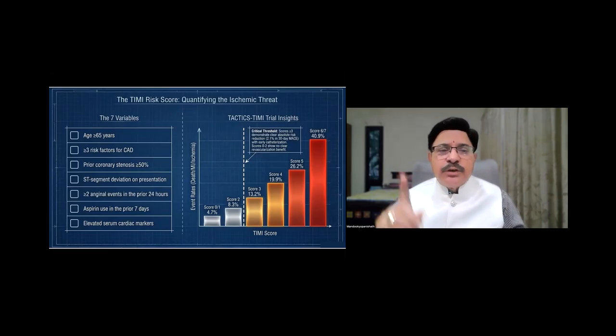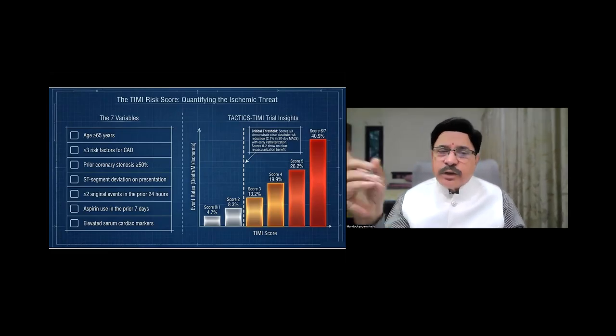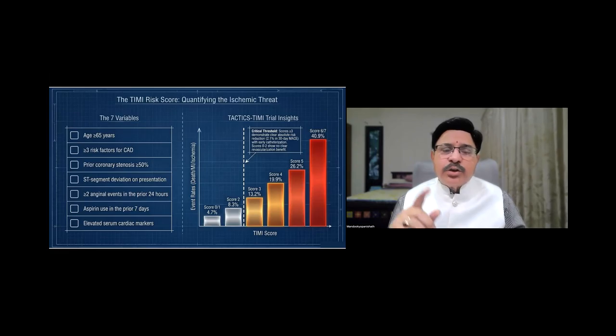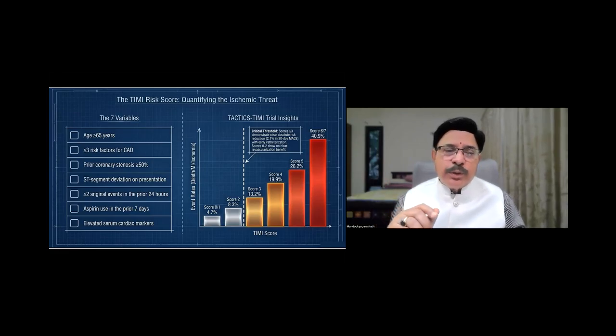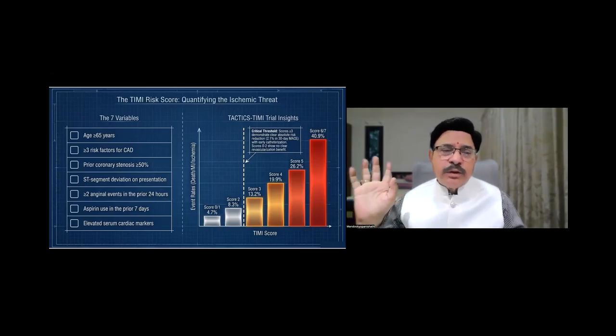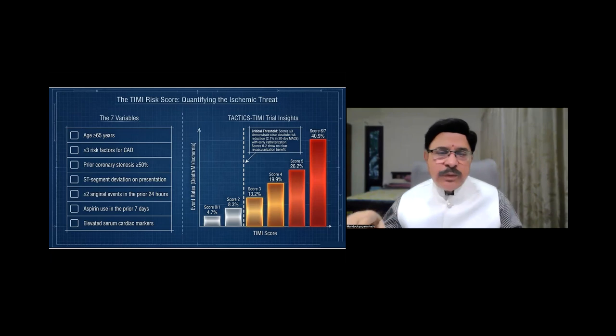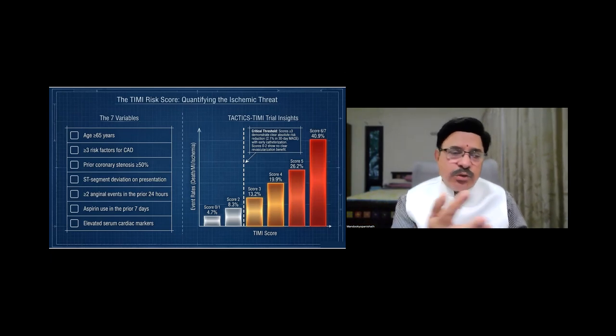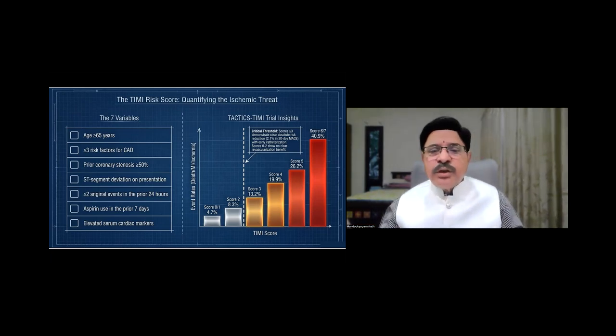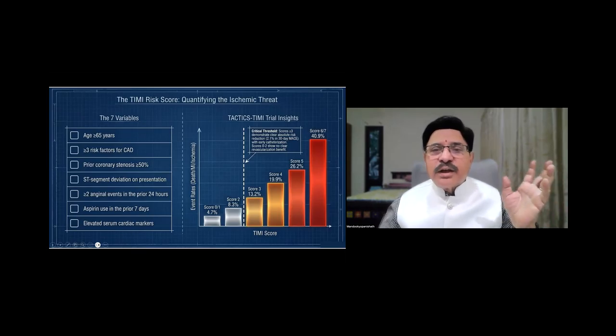Age more than 65, 1 point. More than 3 risk factors, 1 point. Prior coronary stenosis more than 50%, 1 point. ST segment deviation on presentation, 1 point. More than 2 anginal events, 1 point. Aspirin already in use, 1 point. Elevated cardiac biomarkers, 1 point. Suppose they are not there, 0 points. So what will be the maximum score? 0 to 7. If the TIMI score is 1 or 2, you are very safe. That is the cutoff point.